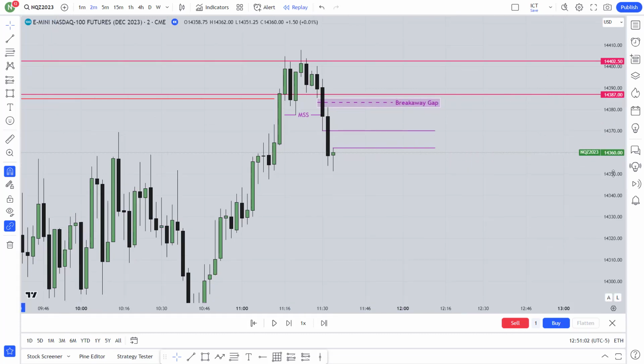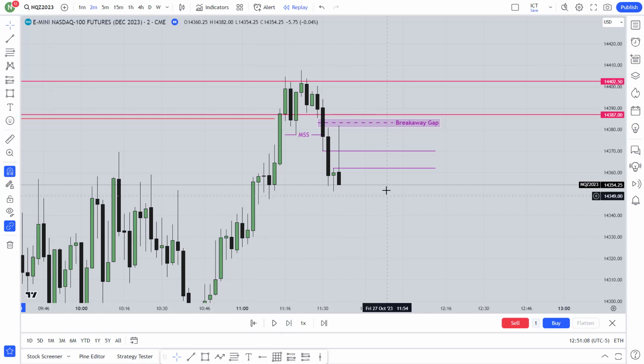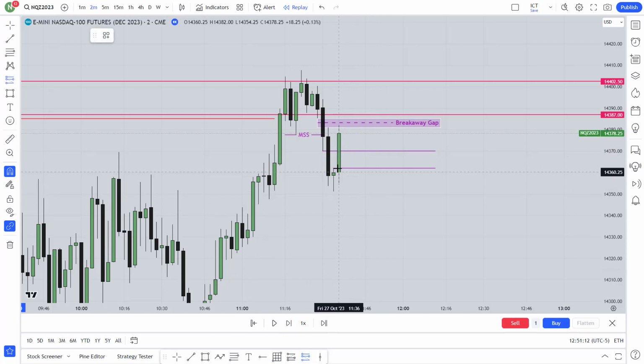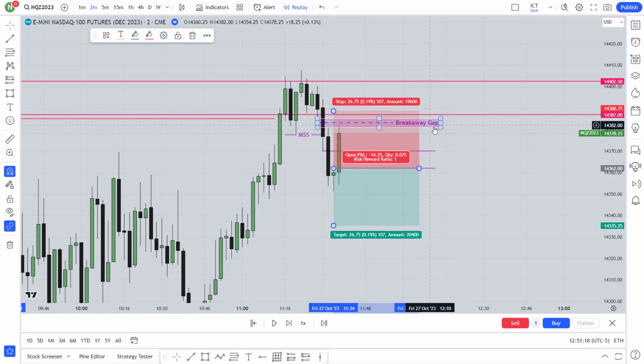Same thing, brother, trust me, this is the same thing. If price can come to this fair value gap, I will take my entry. Let's see. Okay, so it came over here, right? That is my entry point. Where will be your stop loss? Above the consequent encroachment. I love to put it above the breakaway gap.